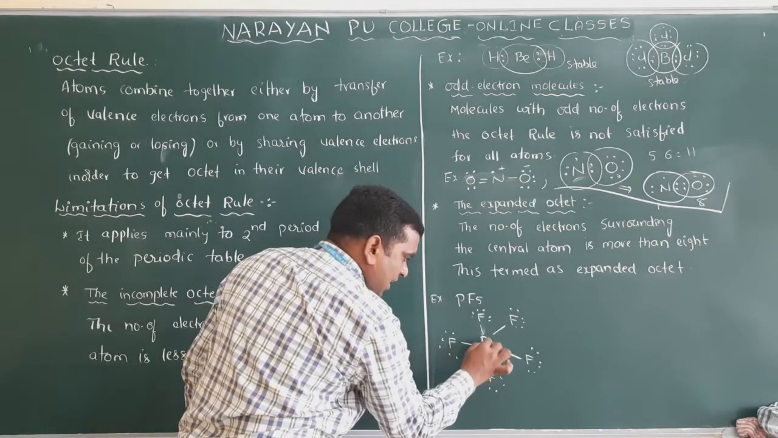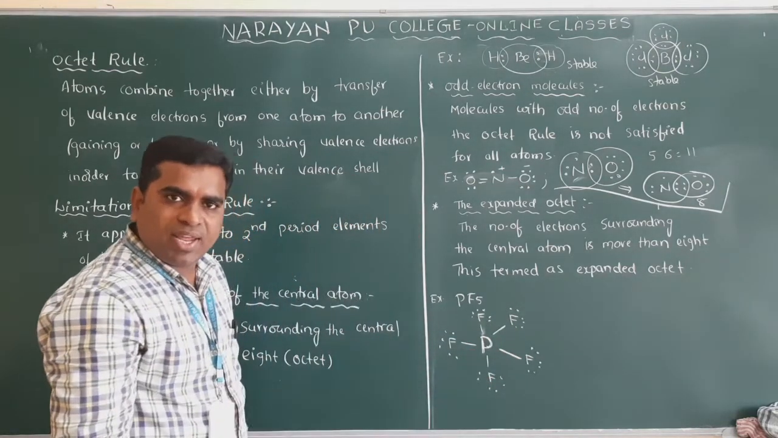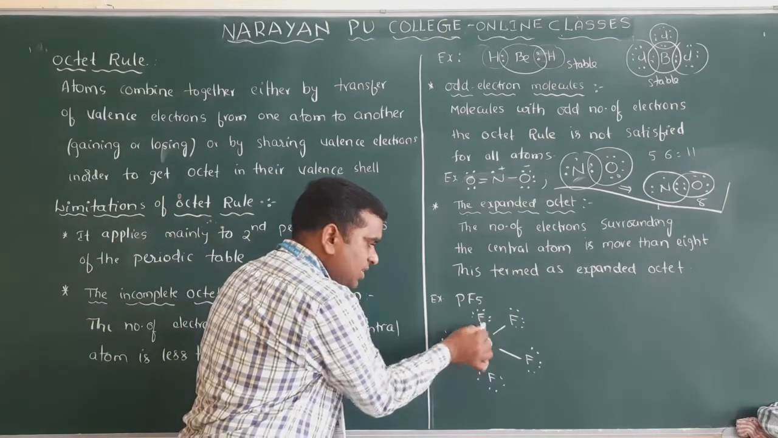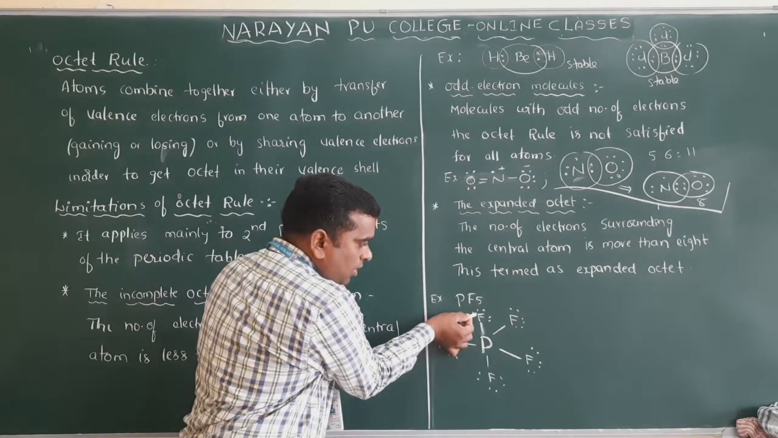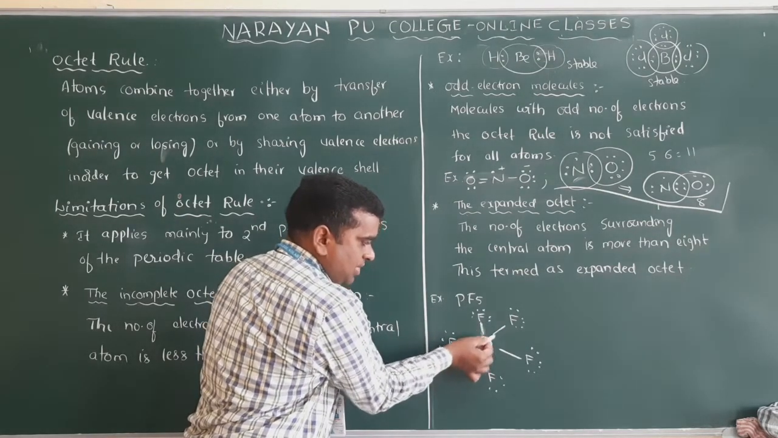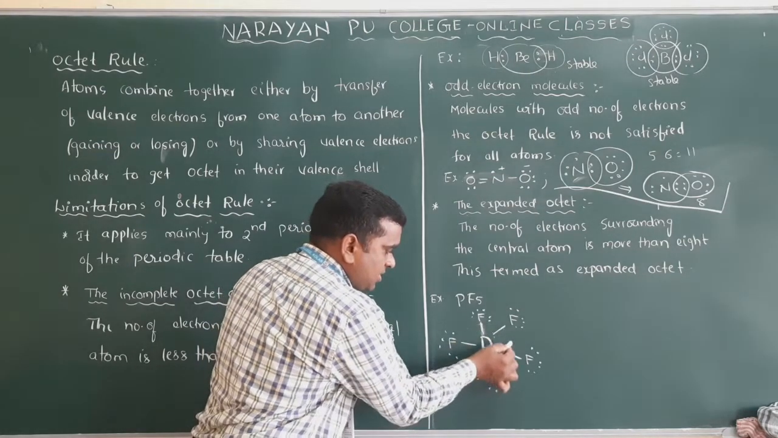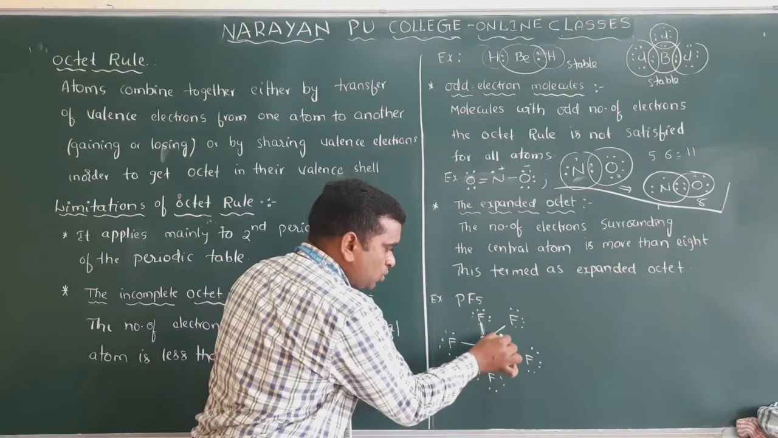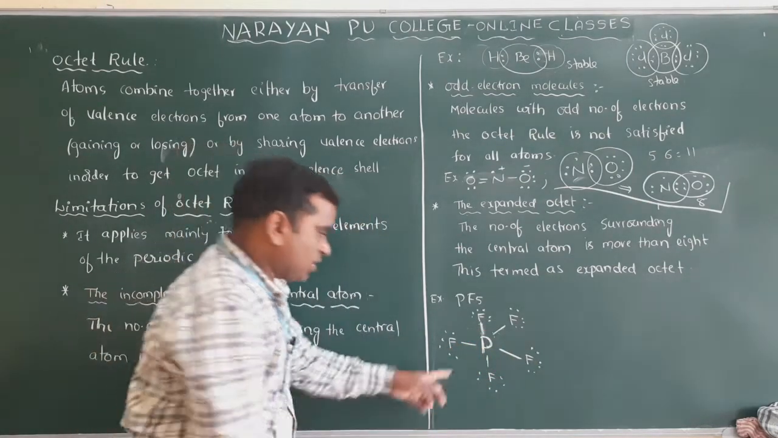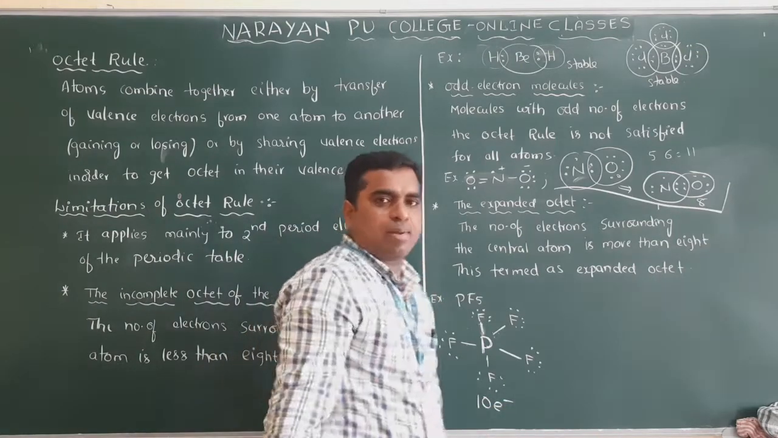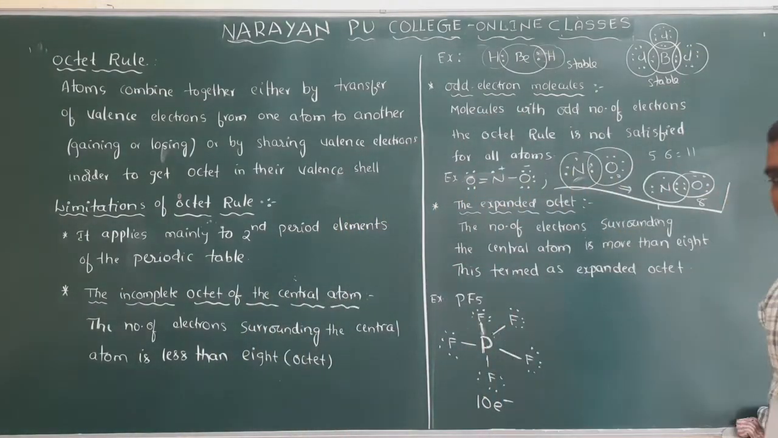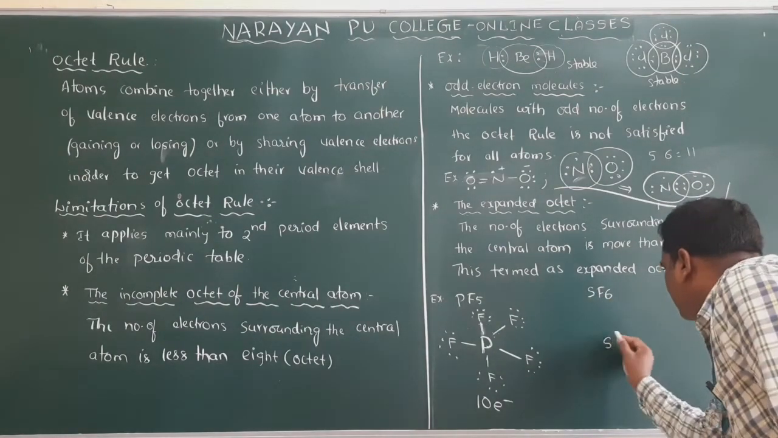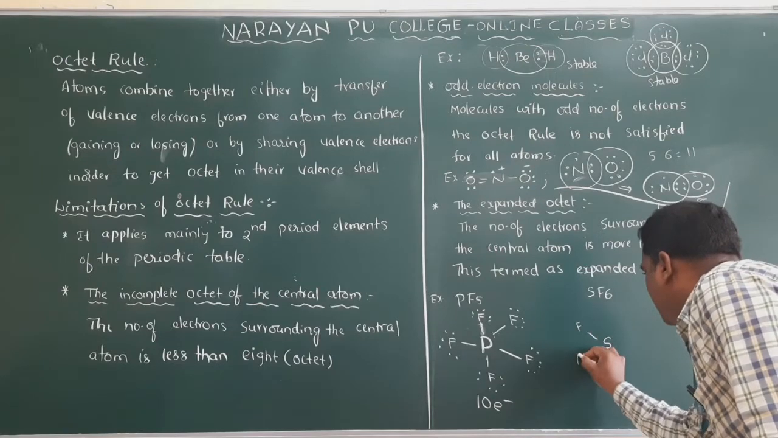Clear? The central atom has how many electrons here? A bond means 2 electrons. These 2 electrons belong to both atoms, fluorine and phosphorus. So this phosphorus has 5 bonds, and 5 bonds means how many electrons? 10 electrons. So the central atom phosphorus has 10 electrons.